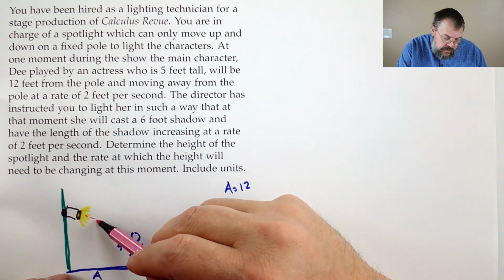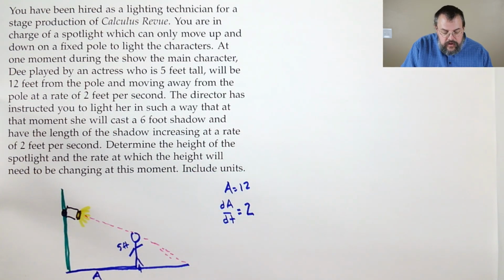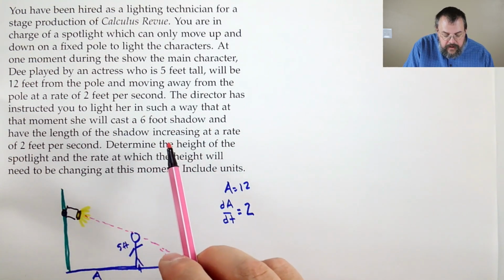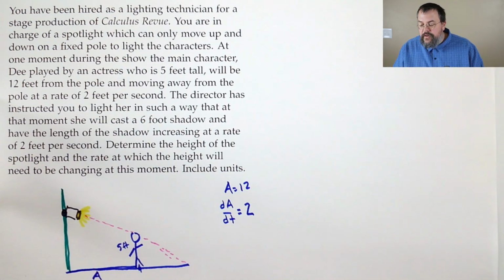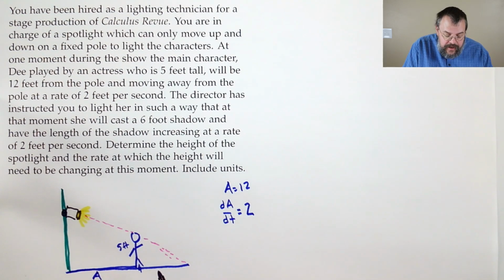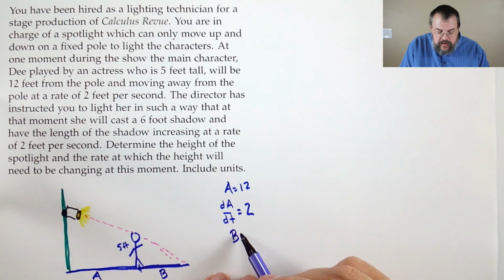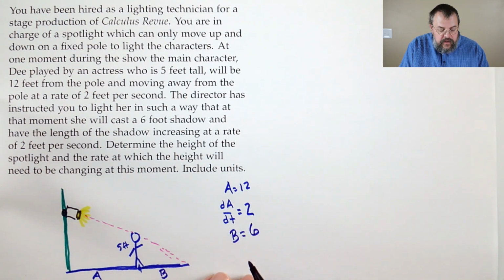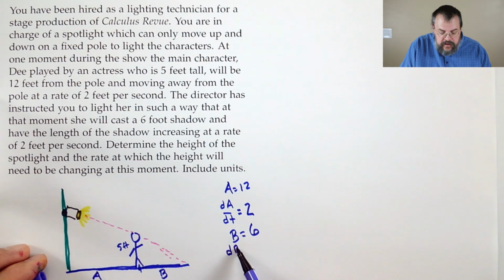So then we come down here. There's this shadow here, and the shadow is going to be 6 feet, and the length of the shadow is going to be increasing at a rate of 2 feet per second. So the shadow length is also changing. Since it's changing, we need to give it a changing kind of name. So we're going to call it B. We're told B is equal to 6, and it needs to increase at a rate of 2 feet per second. So dB/dt is equal to 2.